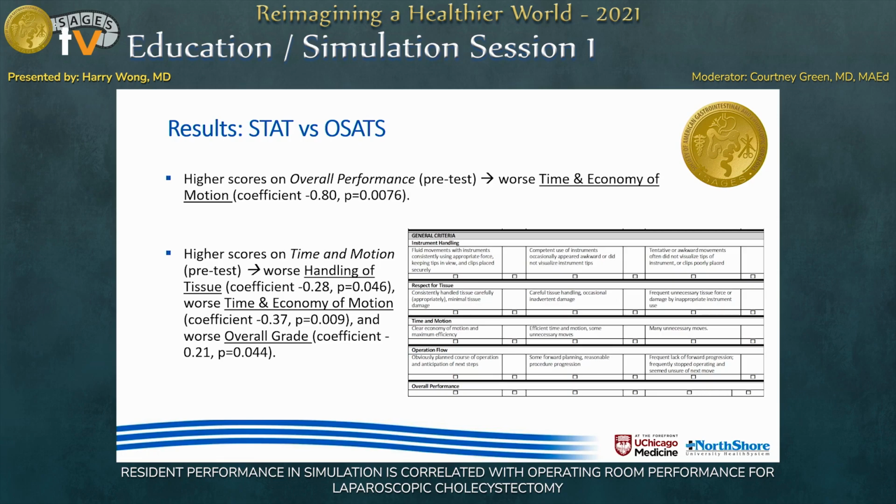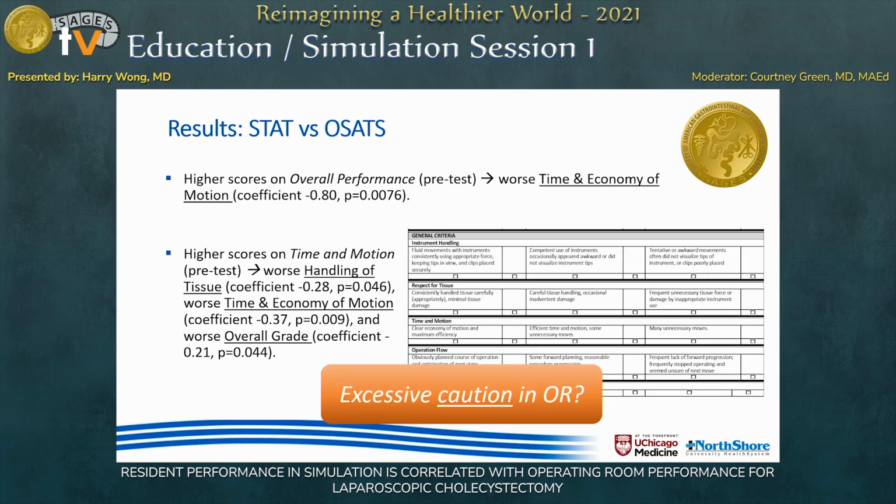And if you recall from my first presentation, from the objective simulator data, we found that they moved less, right? And they had less wasted motion, but overall they moved their instruments slower. So we wonder if there's this concept of excessive caution. Are the residents after the simulation module more careful with the dissections, meaning they slow down a little bit, and that could be interpreted by the attending surgeon as being less efficient.